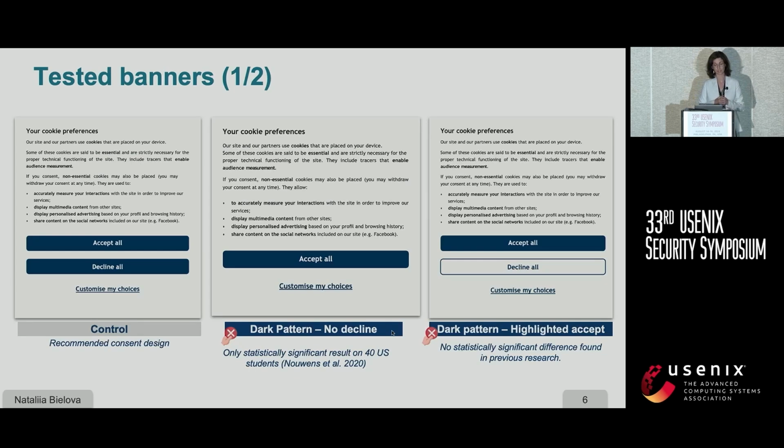Together with the lawyers from the sanctions department of the CNIL, with the designers and the technology experts, we designed 6 different banners that we wanted to test. First, we have a control group, which is basically a banner recommended by the CNIL, where the accept and decline options are shown exactly in the same way. Then we took the example of a dark pattern we call no decline, where the decline option is hidden on the second layer. The user has to click on customize my choice, and after that they will be able to decline.